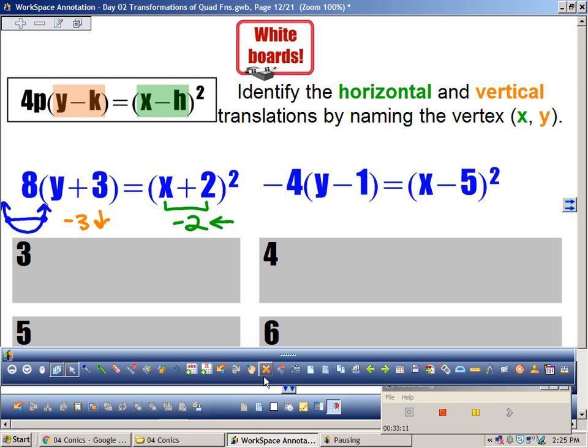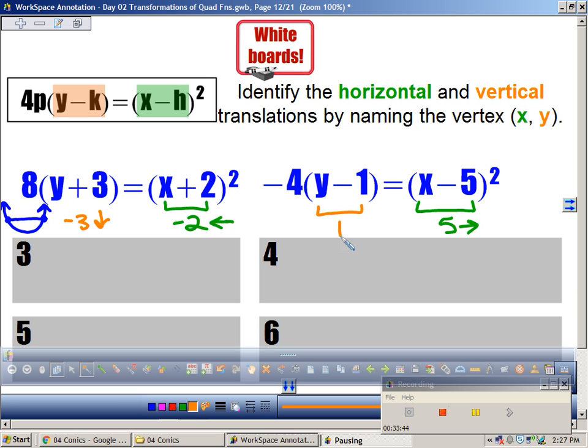So write on your desk right now what your vertical translation, what your horizontal translation will be, and whether it's pointing up or pointing down. Okay. So I'm going to say my horizontal change is going to be 5 to the right. My vertical change is going to be 1 up, and it's going to be pointing down.